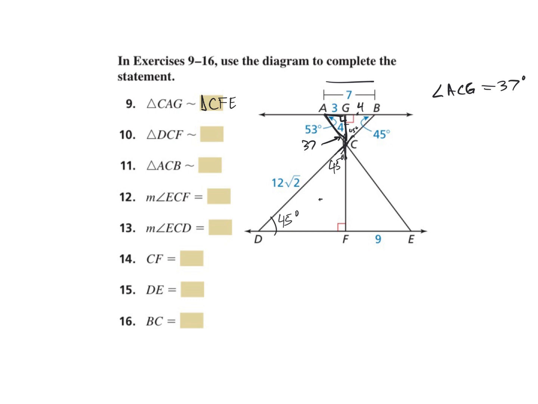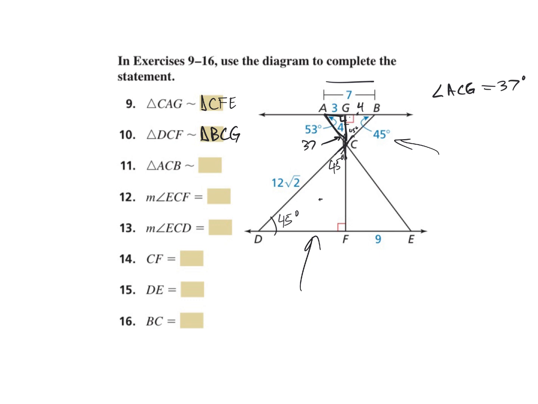Number 10, DCF, we just got done talking about. DCF is the bigger triangle here. It is similar to that triangle on this side. So that would be, say, DCF would be BCG, triangle BCG. And then we got another triangle, ACB, which is this big triangle up here.